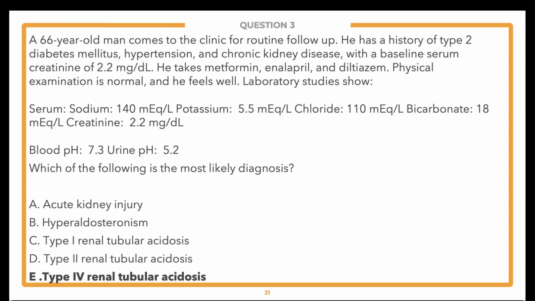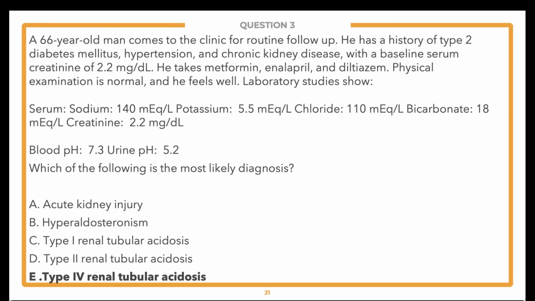Once again, you need to know that lab value and realize that it's normal anion gap and that the potassium's high. And once you figure that out, then you'll know that only one of those RTAs is associated with that high potassium or hyperkalemia.